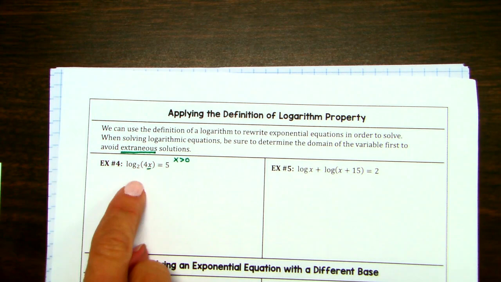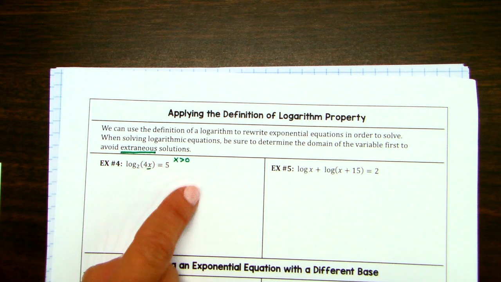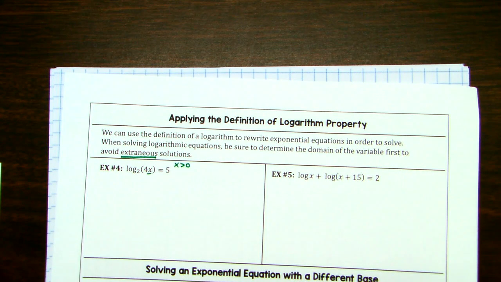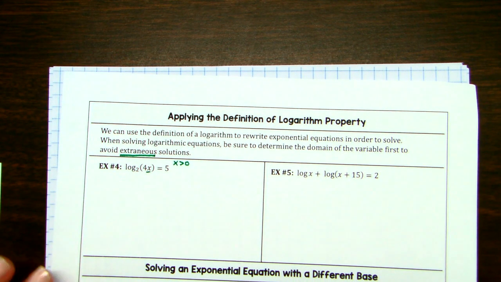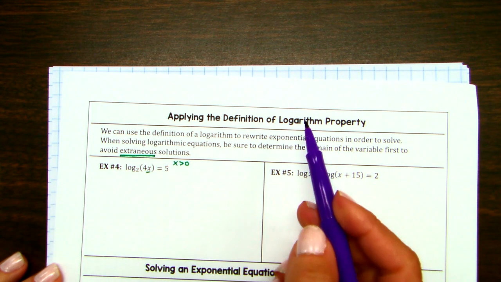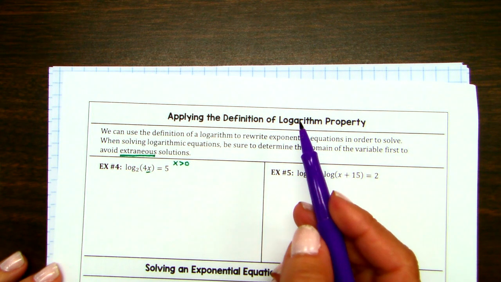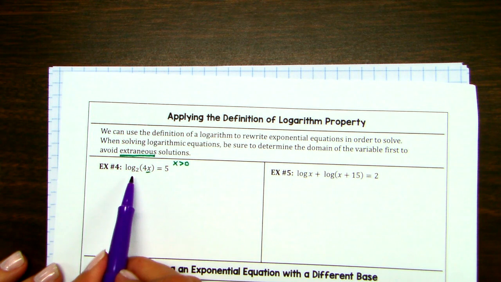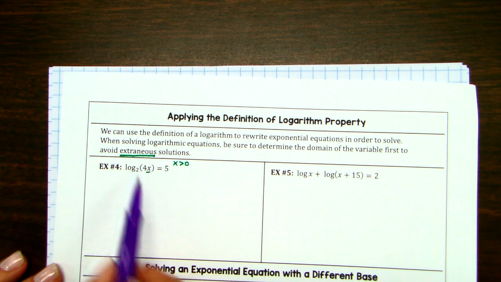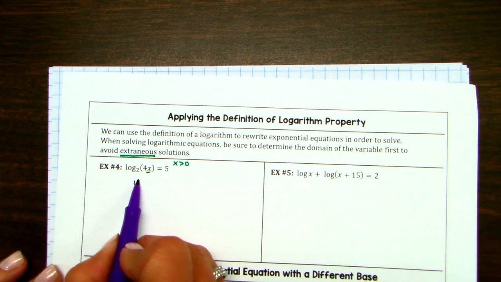Now we have a single log, or just one log, on one of the sides. So what I want to remind you of is we learned how to rewrite these in their other form. And that's what we're going to do here. We're going to start with our base: 2 to the 5th equals 4x, but watch how I'm going to write it.